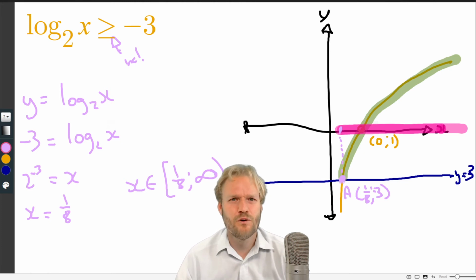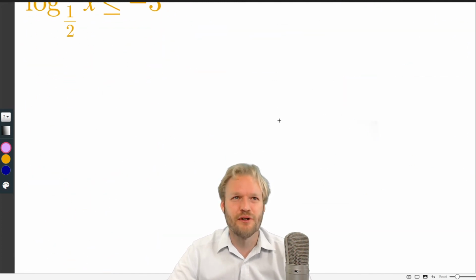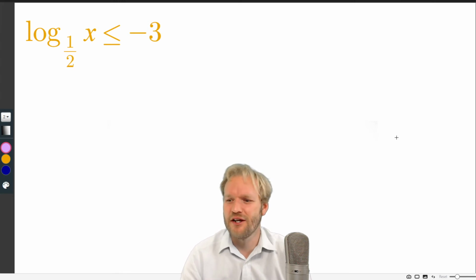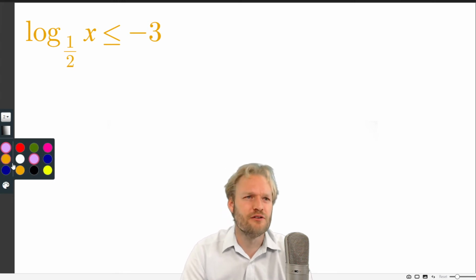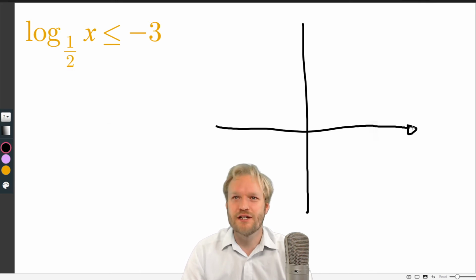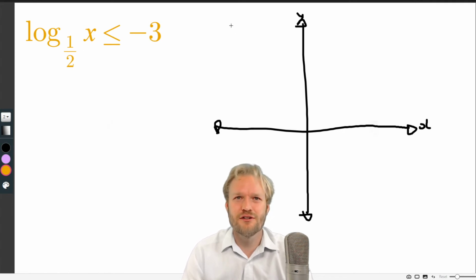Okay, one more example, but let's have a fractional base and look at similar numbers. So log base a half of x less than or equal to negative 3. For this one, we've got a Cartesian plane. You know it's coming, right? x, y axes. Increasing, decreasing: this one is decreasing.